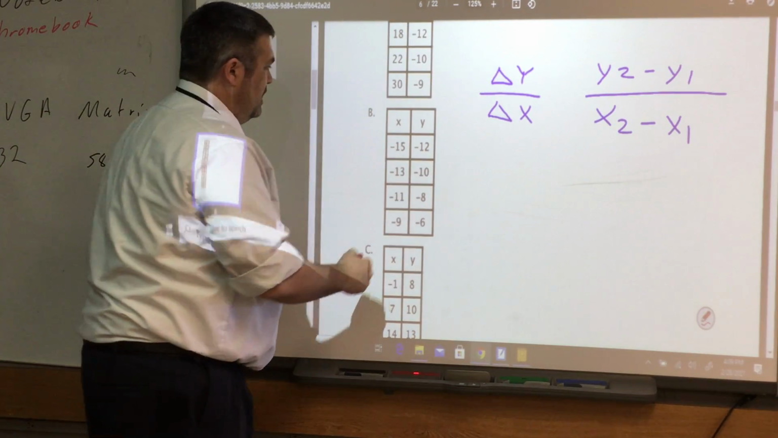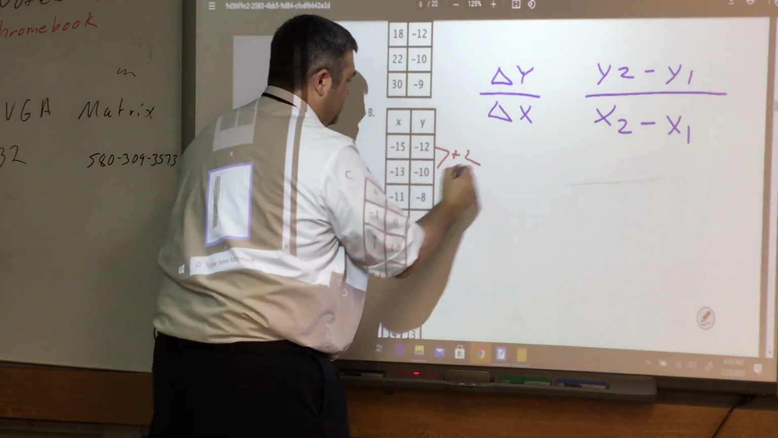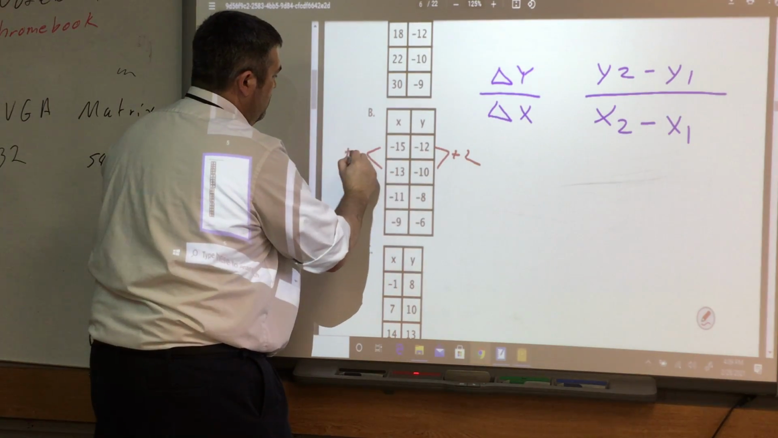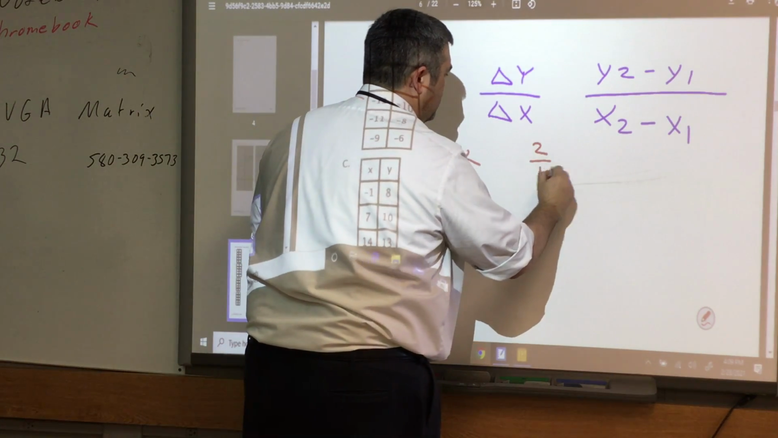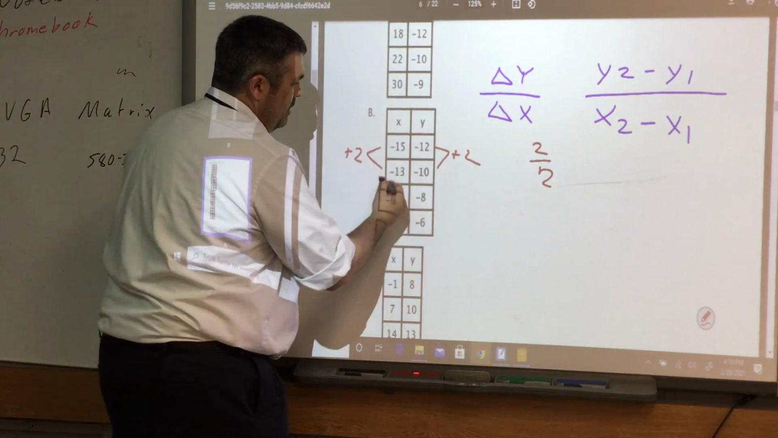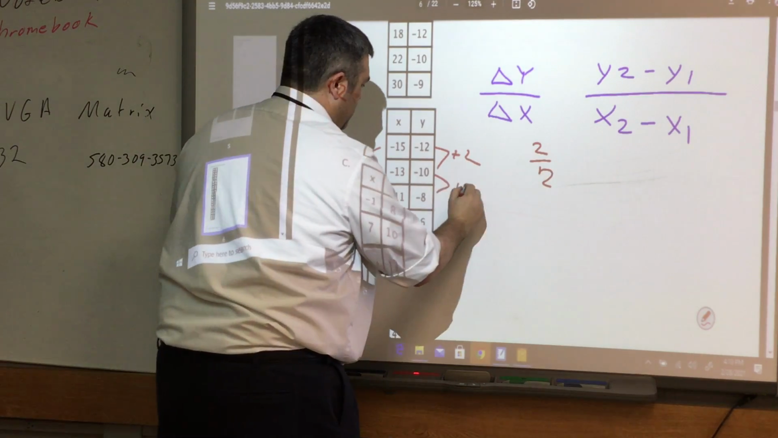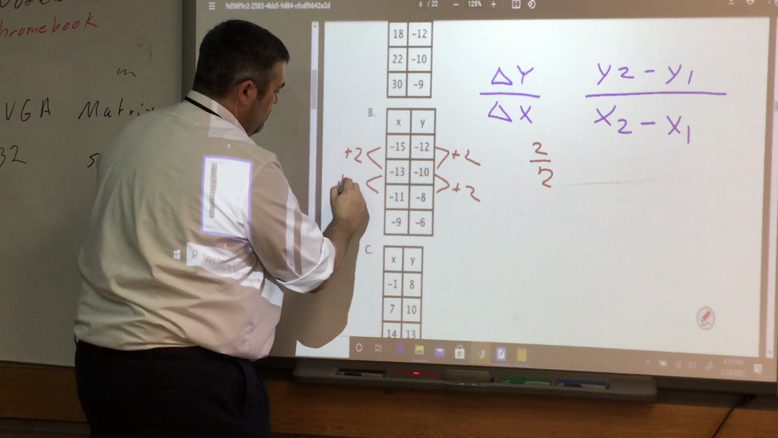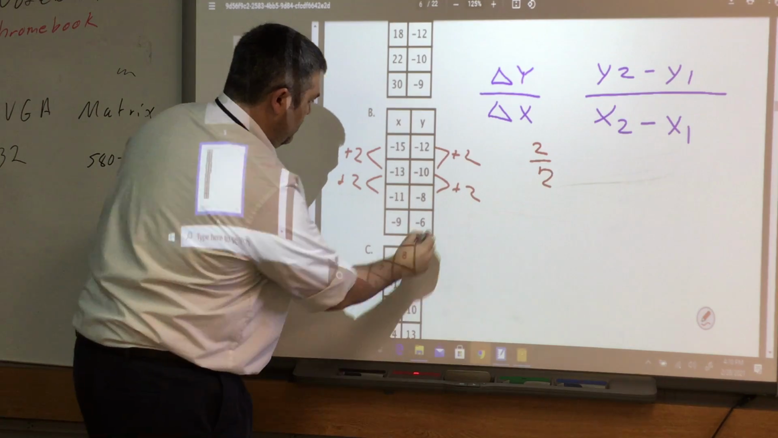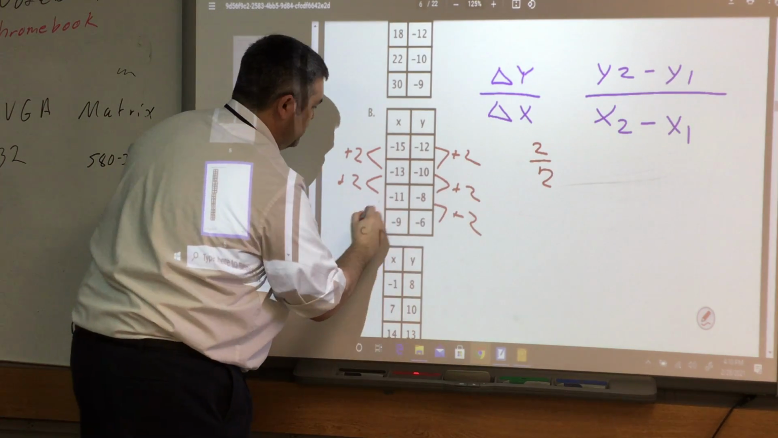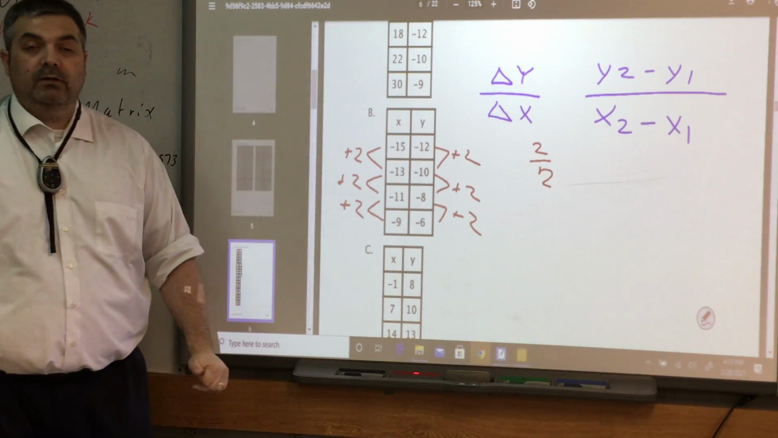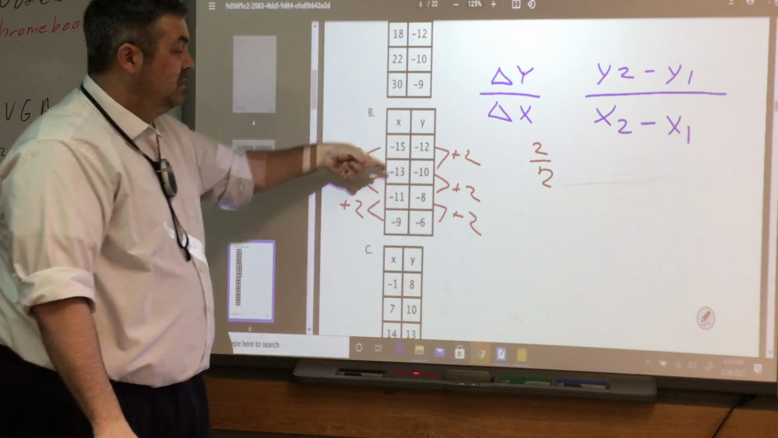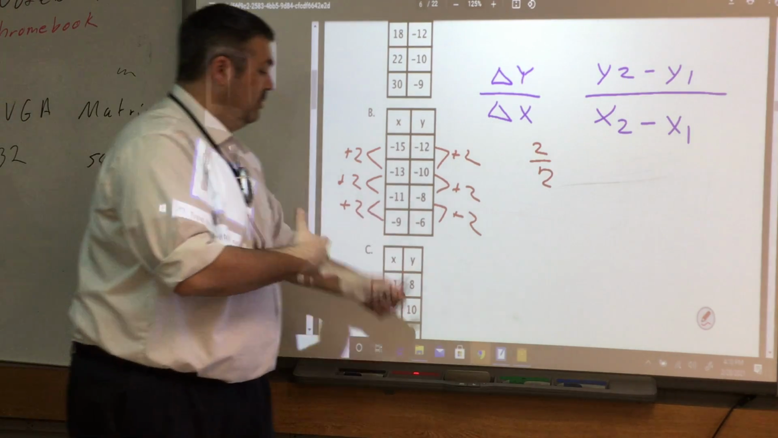Okay, so what's the change? Plus 2, plus 2, so that gives you 2 over 2, or 1. And then from here, plus 2, plus 2, and here it is, plus 2, plus 2. And there's my linear function. They're all functions, and this is my linear function. So that's what you're looking for here.